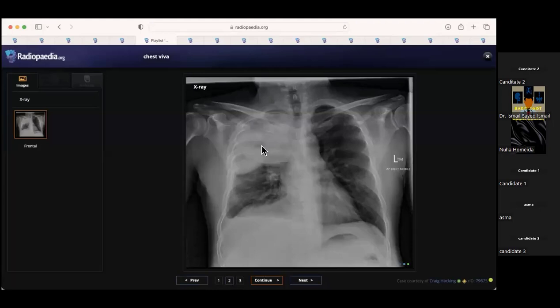You've picked up that there is a lucency. So you could say to the examiner that you're concerned that there is perhaps maybe cavitation here. Maybe it is developing a cavity, but the giveaway was just the bulging fissure here, which is in keeping with Klebsiella. Do you know any other organisms that cause bulging fissure?